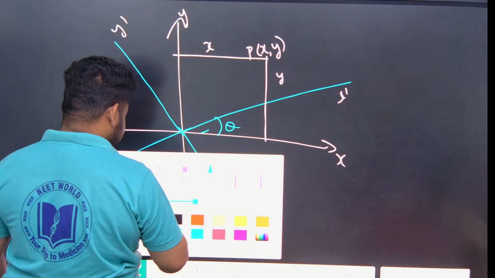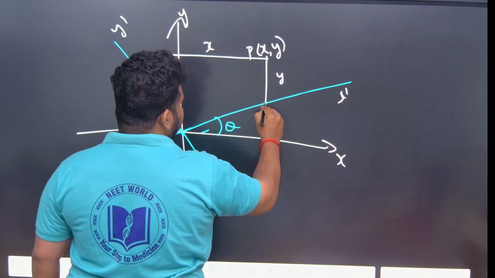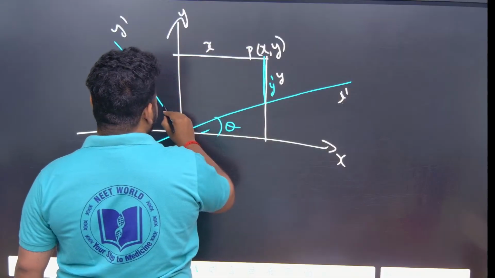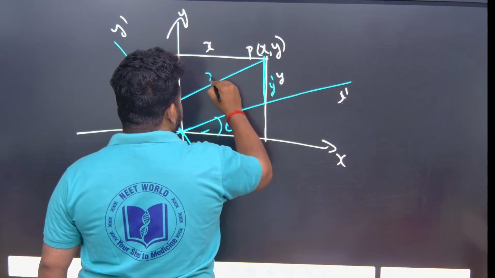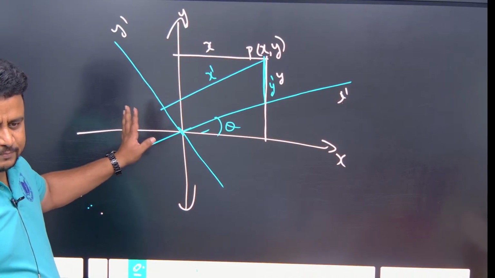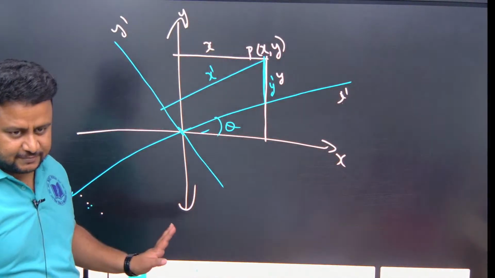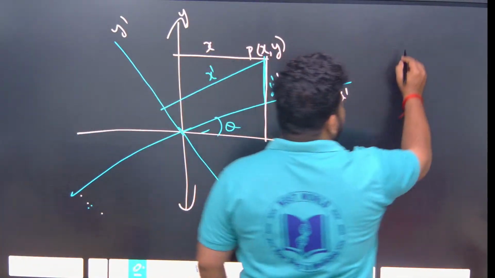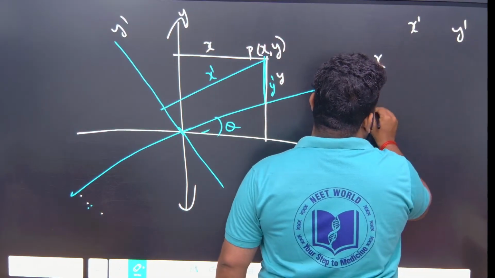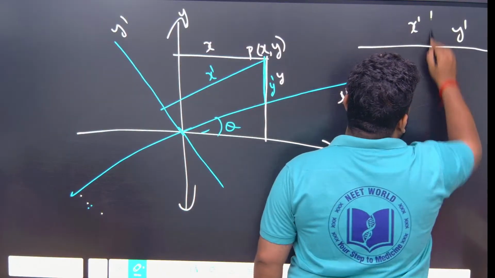Now if you talk about this point, from here to here there is a distance, that is y dash. From here to here we have a distance, that is x dash. This is the figure. Now more importantly, you have to make a note of the box which I am writing now. Just remember like this. So x dash, y dash, x and y we are having. Make a box like this.